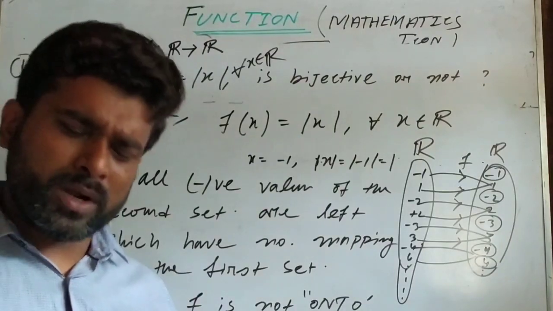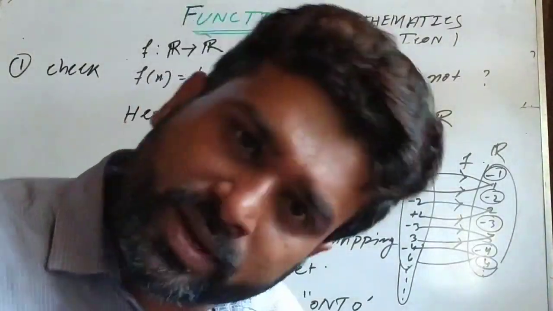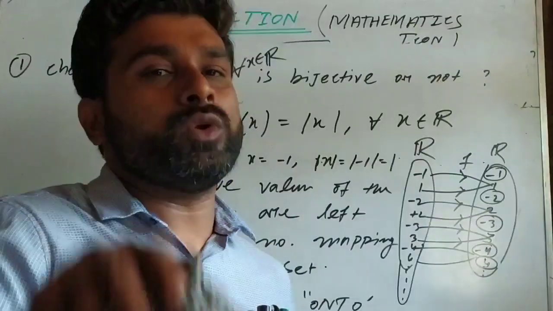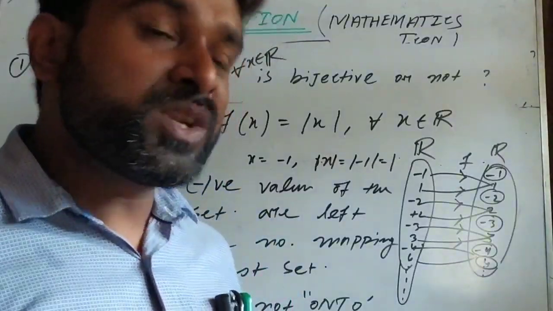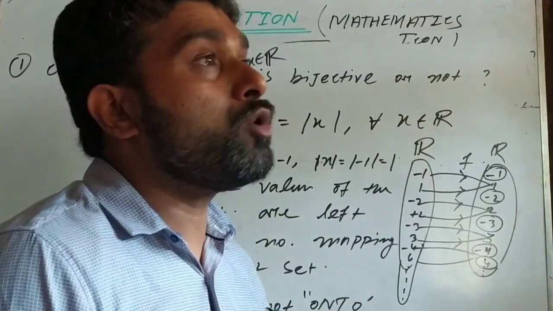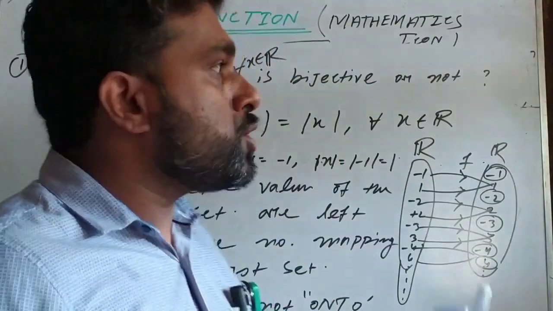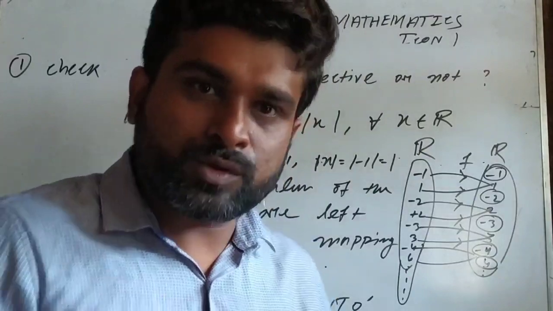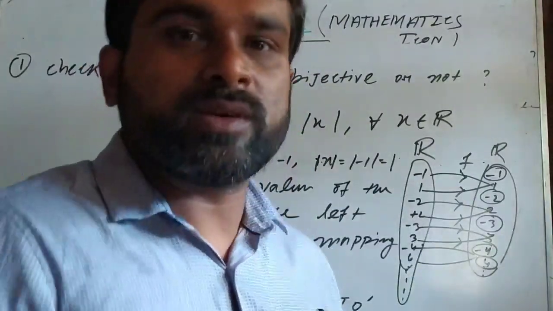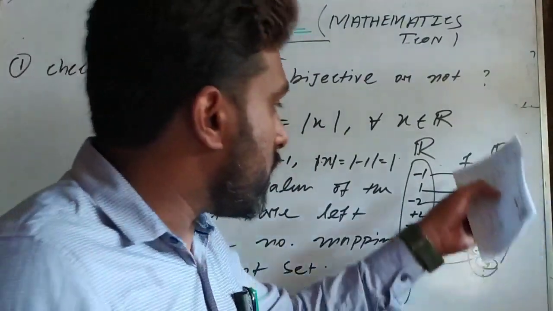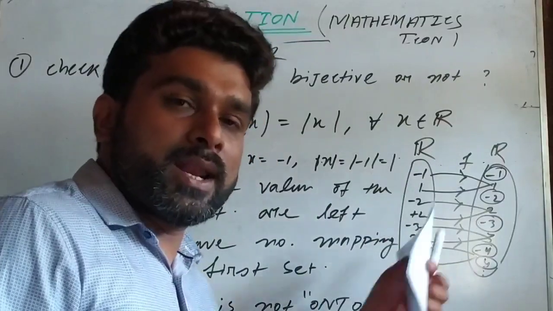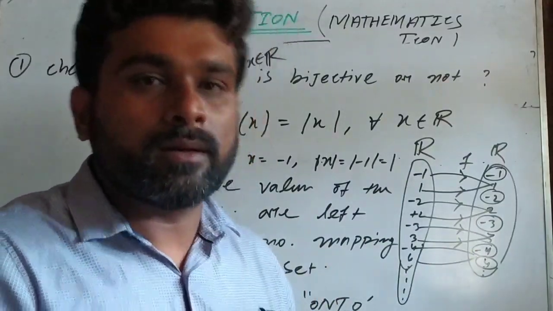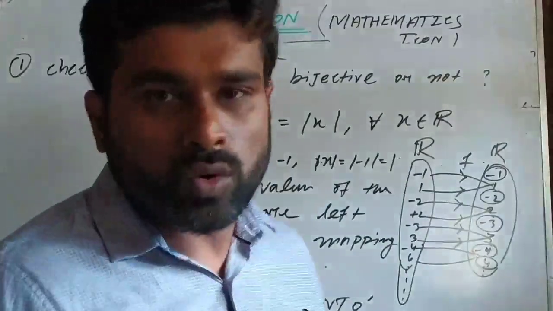Modulus function, that means what? Whatever the value of x we can put, but the outcome will be positive. So the output will be the positive values. That means all the negative outputs will be left, which have no pre-image, which have no mapping with the input set. So you can see all the negative values are left in the second set, which has no mapping. That means this is not onto.